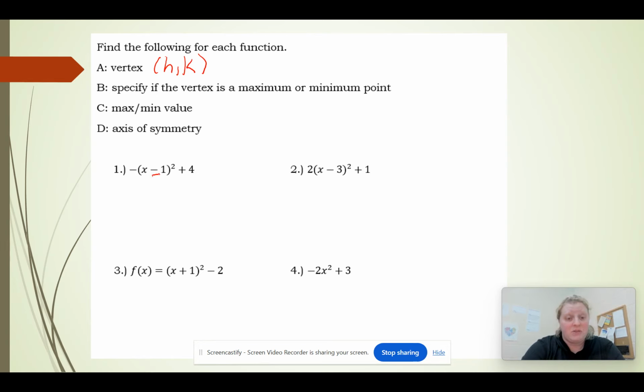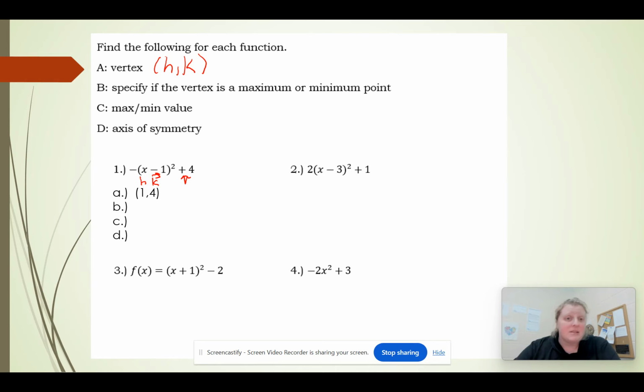So this would mean to move to the right, and this means up. So if I go right 1 and up 4, I will be sitting at 1, 4. So my vertex is located at 1, 4. That means the H value of my vertex is 1 and the K value is 4. We're going to use that H and that K value to answer our following questions.